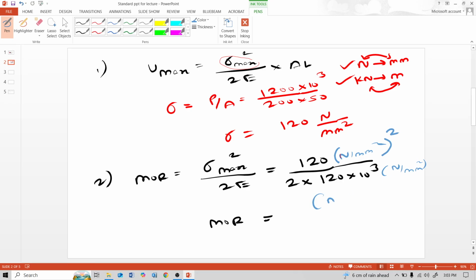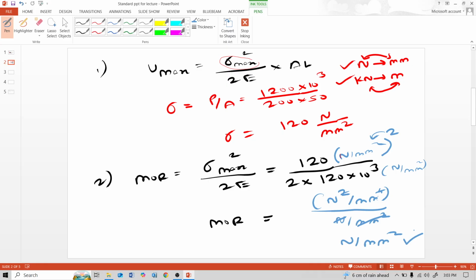So solve Newton square divided by mm raised to 4. This square inside to this, and divided by Newton per mm square. So this mm raised to 4, this mm square get cancelled, and this Newton get cancelled. So remaining terms are Newton per mm square, and this is unit of modulus of resilience.